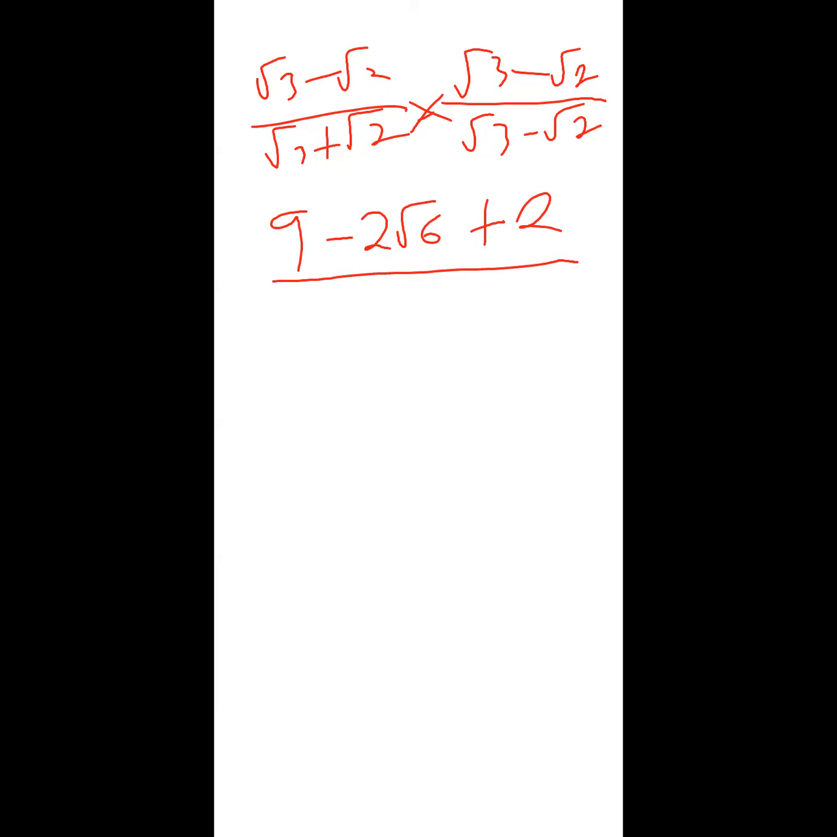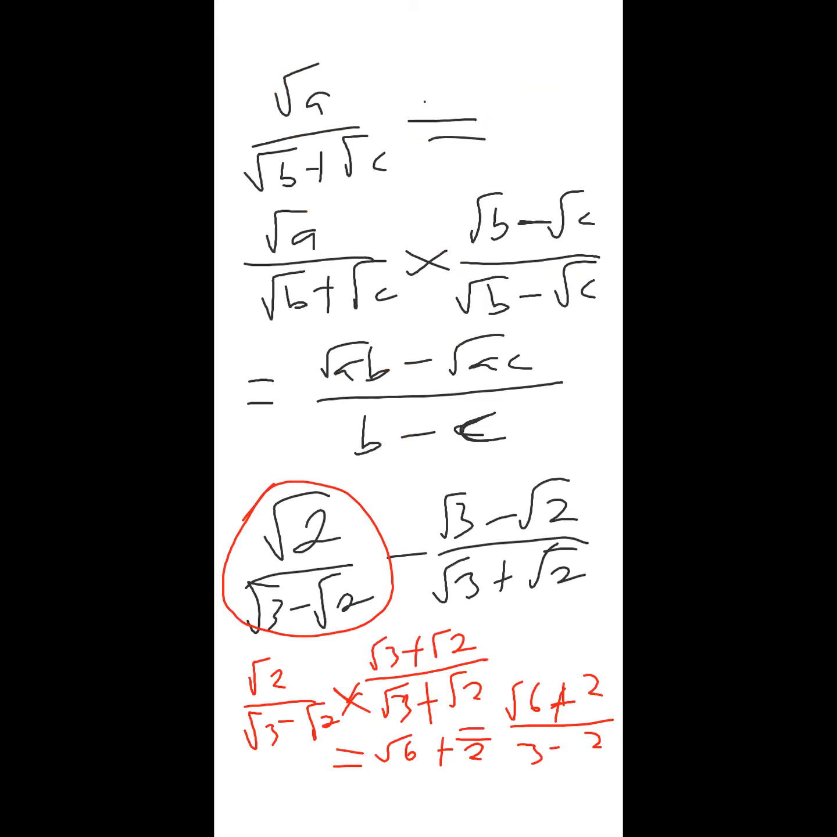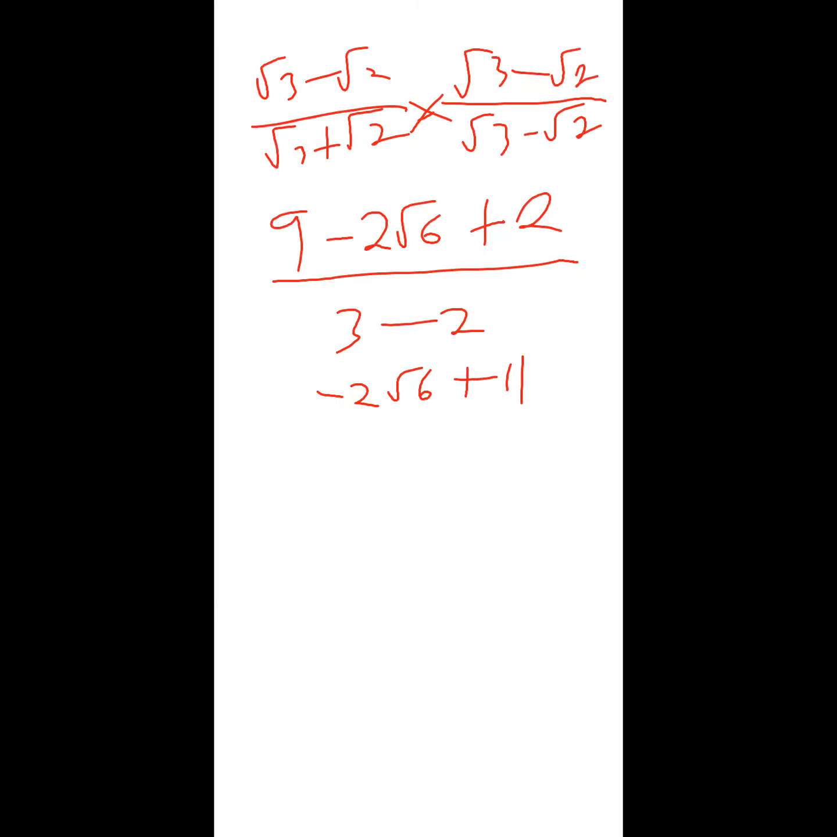Then for this one, what you are going to also get is 3 minus 2. So at the end of the day, this one will give me 9 plus 2. I'm going to have 11. So it's going to be minus 2 root 6 plus 11 over 1. Now, let's go back to the previous board. For the first part, we got root 6 plus 2. And now, for the second part, we are getting root 6 minus 2 root 6 plus 11.